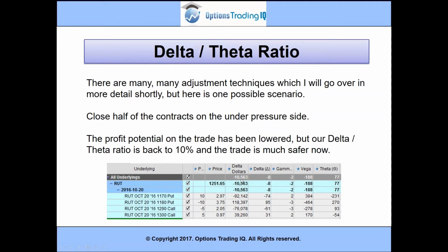But delta theta ratio is a really good way to measure the risk that you have, and also delta dollars, which I'm going to talk about in a second. Okay, so that's one way that you could adjust. We get that back into line. Our delta is now -8, our theta is 77. Our theta's dropped, our profit potential's dropped, but we're still going to make money in this trade if it expires in the middle, right? And our delta theta ratio is back to around 10%, which is great.